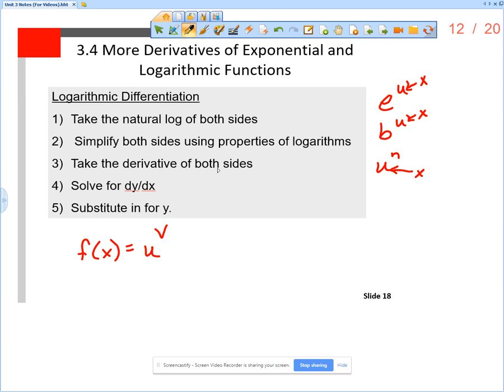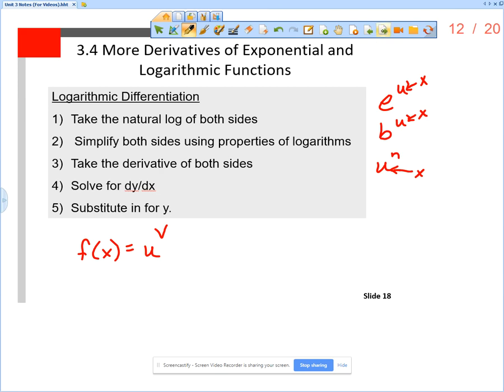Then step three, we're going to take the derivative of both sides. And then we're going to actually do some algebra. Step four is just algebra. Solve for dy dx. All right, and then number five, substitute in for y. So that'll become more clear when we go through some examples. All right, so that is slide 18. All right, so moving on to slide number 19.